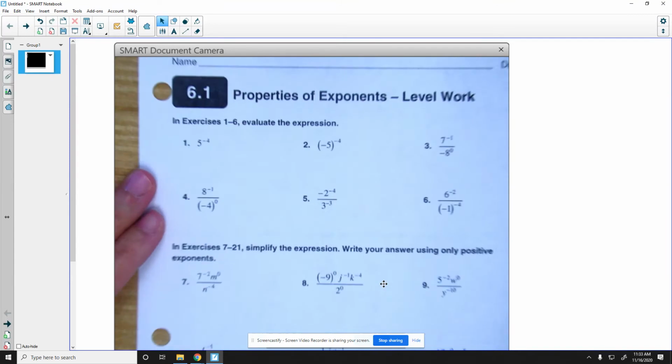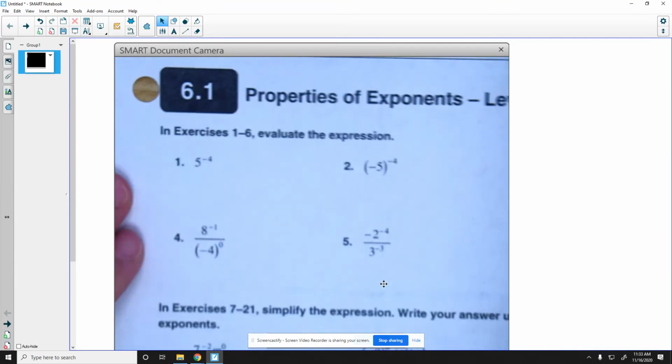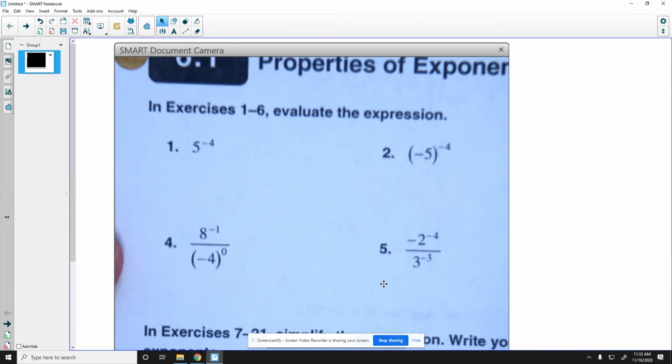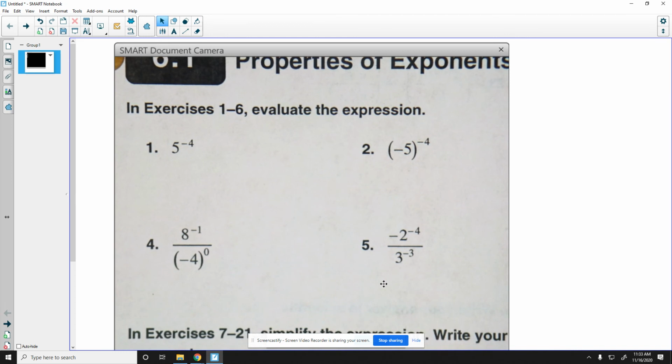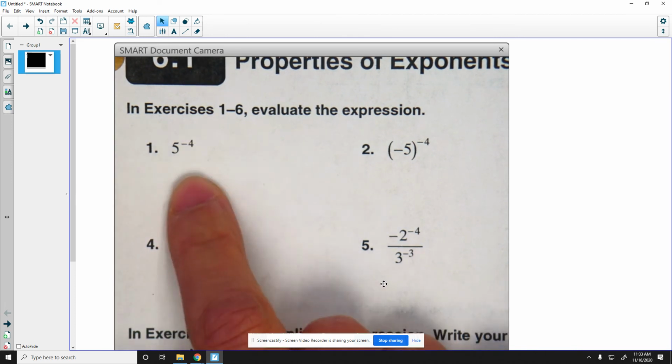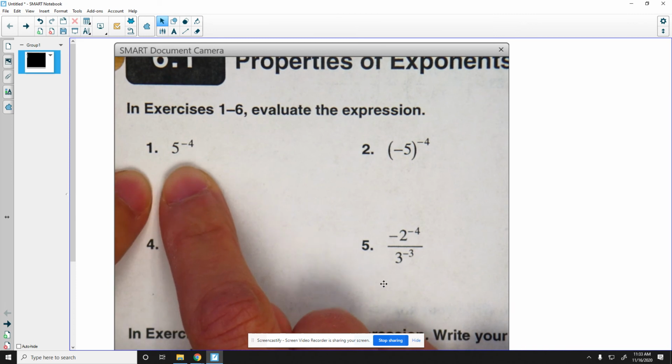So let's get started. I am starting your level work for today, okay? So please listen, try to understand, try to see if you know how to do this too, because we are moving on today, all right, to something different. So number one, let's start from the very basics and we'll get more and more difficult as we go along.